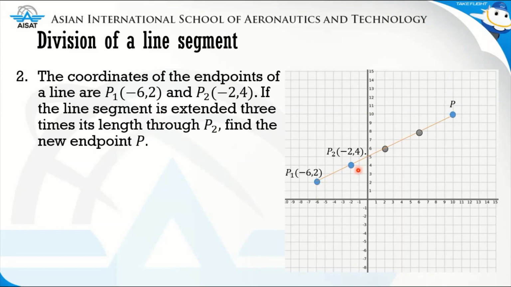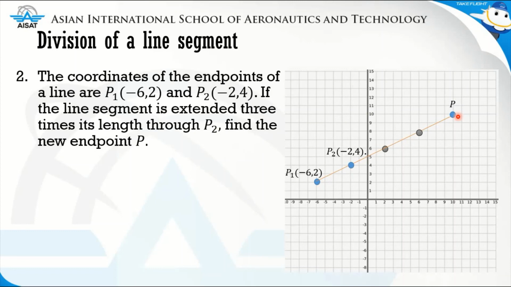Now what is asked in the problem is to extend the line 3 times its own length through P2. So that means if this is P sub 1 to P sub 2, we will extend it 3 times its own length. So that's first, second, and third. So this will be the new point P.